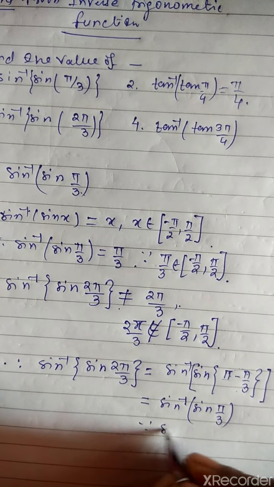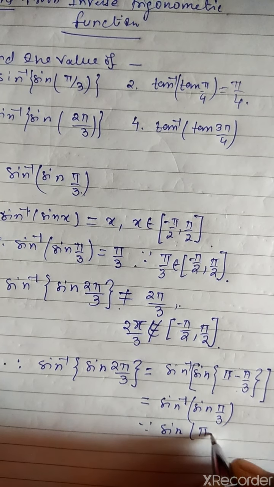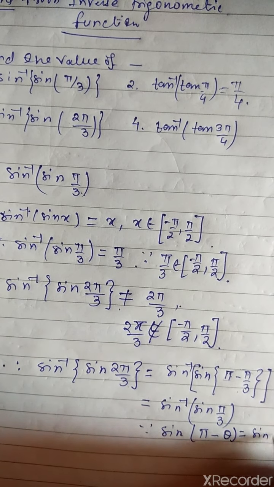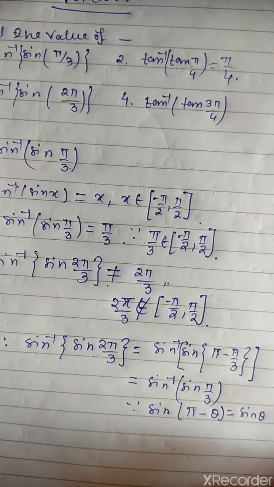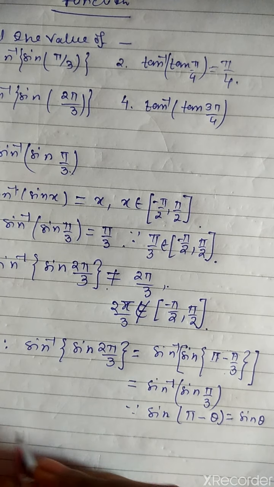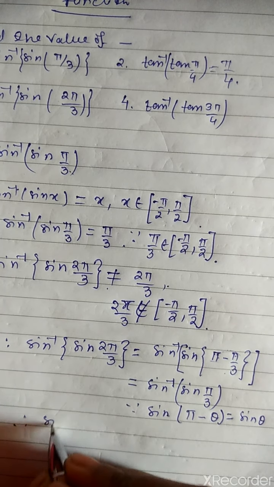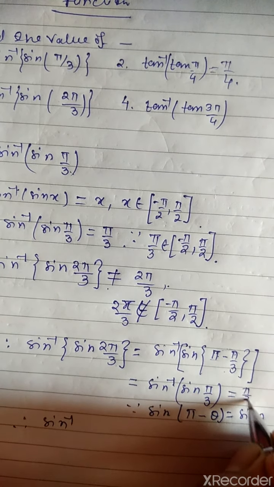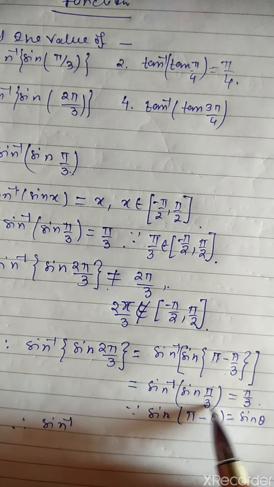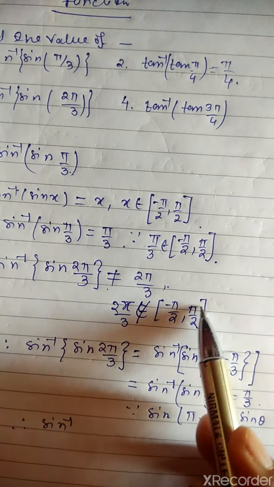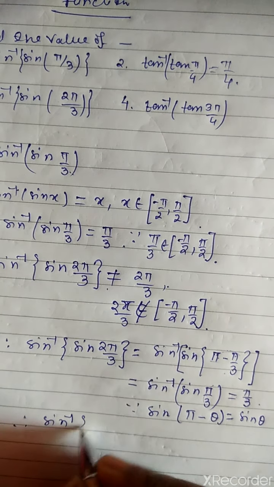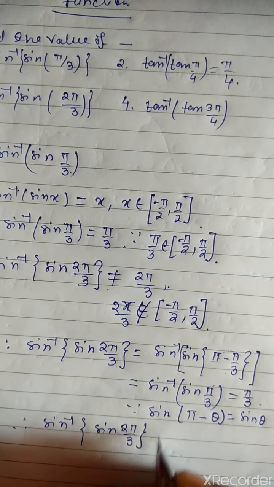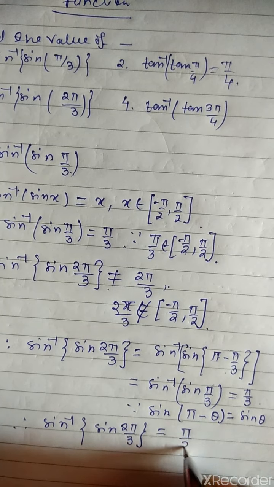Because sine of pi minus theta is equal to sine theta. And hence sine inverse, and what is this value? This value is pi by 3, because pi by 3 lies between minus pi by 2 to plus pi by 2. Therefore sine inverse sine 2 pi by 3 is equal to pi by 3.